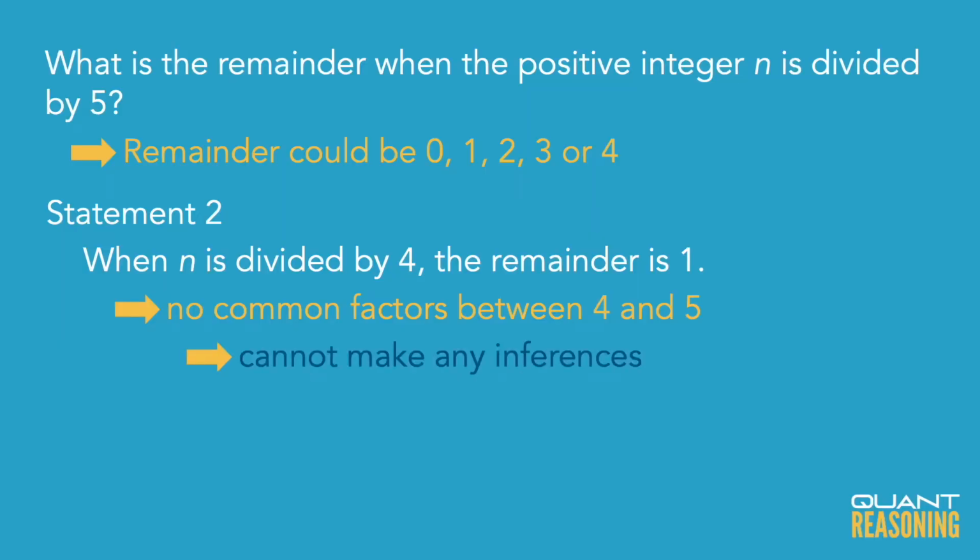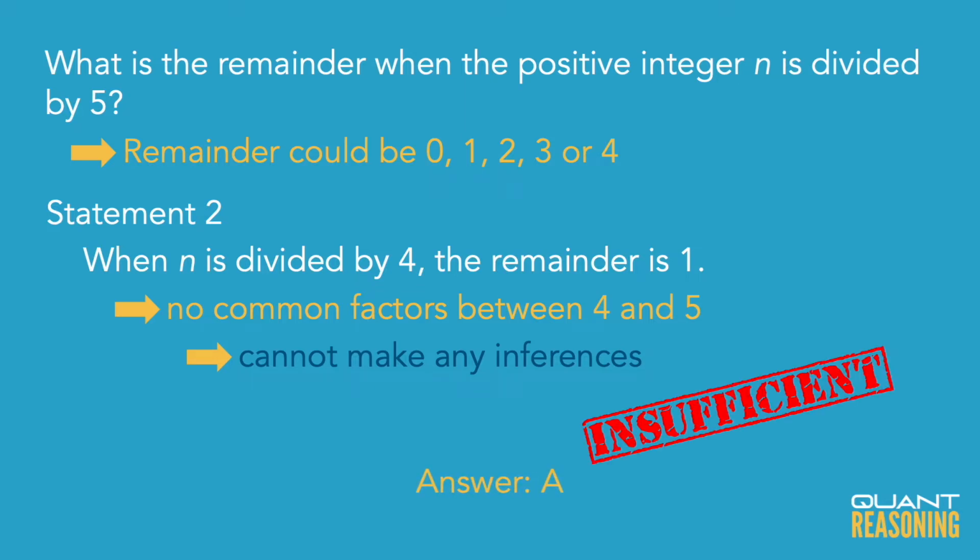So just by understanding that since 4 and 5 don't have any common factors, we're not able to make any inferences about remainders going from one to the other, we can see that statement 2 is not sufficient on its own, and therefore the correct answer is A.